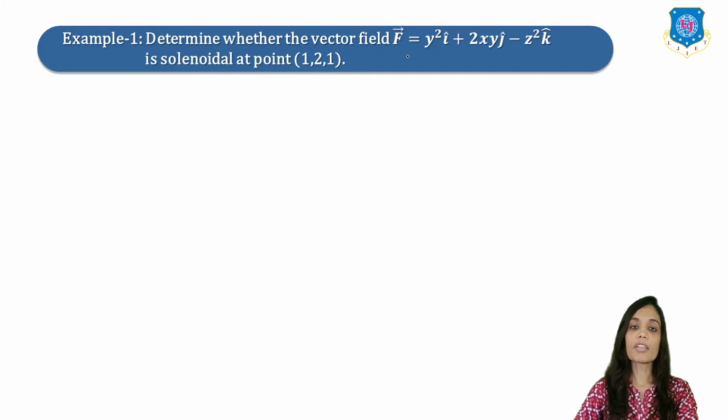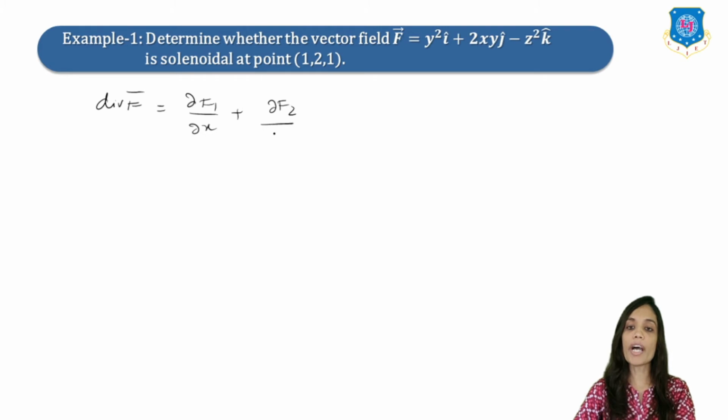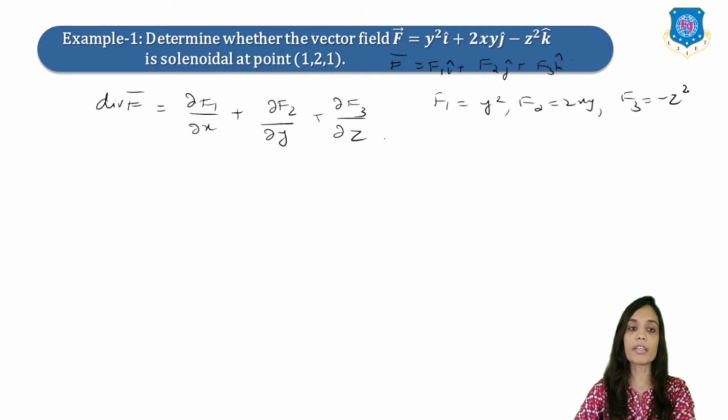Next, let us study a few examples of divergence. We have to determine whether the given vector field is solenoidal at point (1, 2, 1) or not. In order to determine this, we first have to find divergence of f bar. The formula is del f1 by del x plus del f2 by del y plus del f3 by del z. Compare our f bar with f1 i cap plus f2 j cap plus f3 k cap. So f1 is y square, f2 is 2xy and f3 is minus z square.